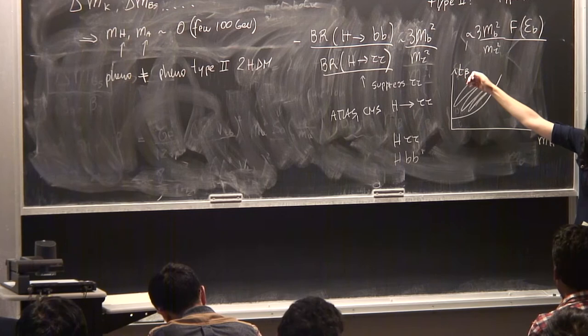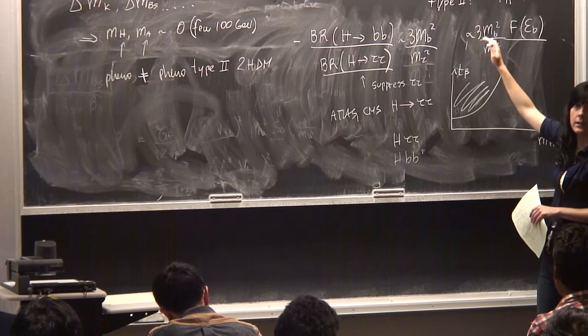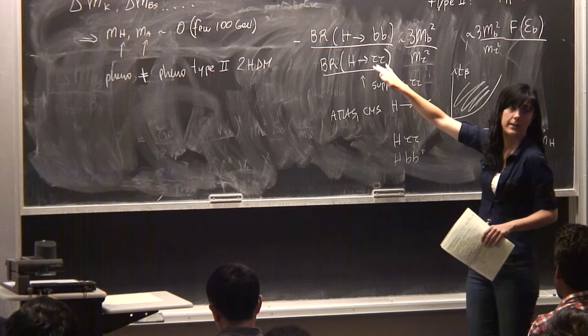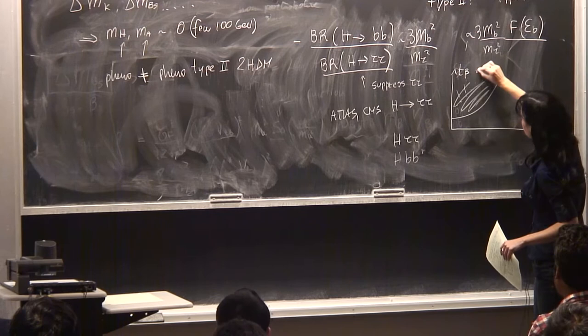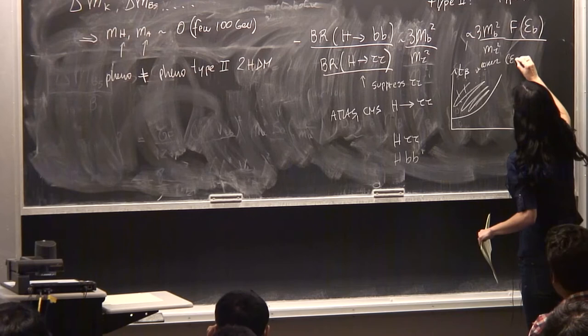In MFV type models, what you can do is trade some part of the branching ratio to tau tau for branching ratio to b bbar, and at the end of the day you will have constraints that are weaker, depending mainly on the value of this epsilon_b.